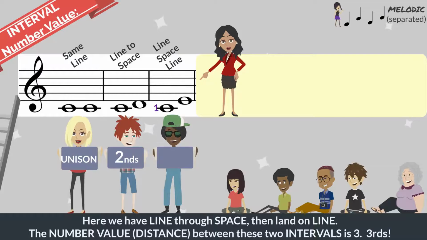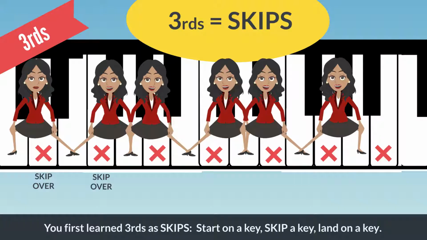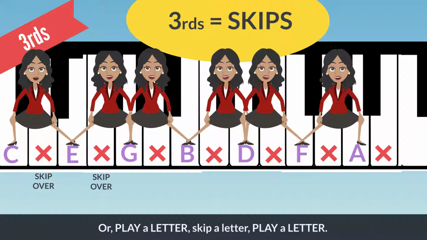Here we have line through space, then land on line. The number value, the distance between these 2 intervals, is 3. Thirds. You first learned thirds as skips. Start on a key, skip a key, and land on a key. Or play a letter, skip a letter, play a letter.